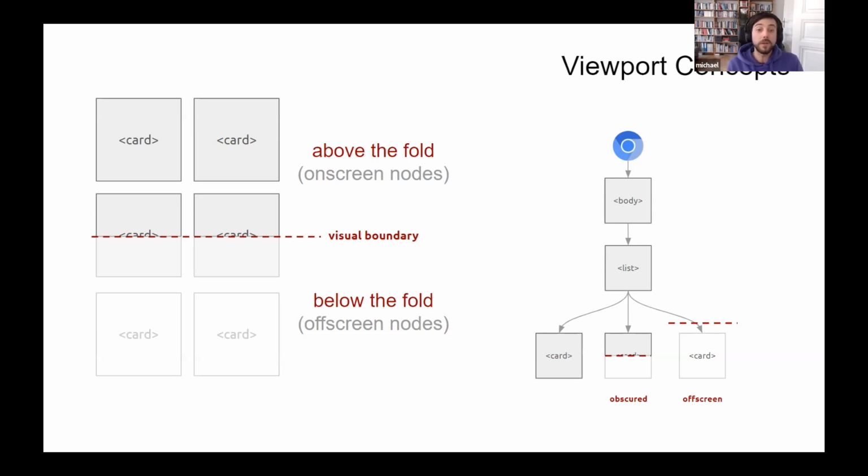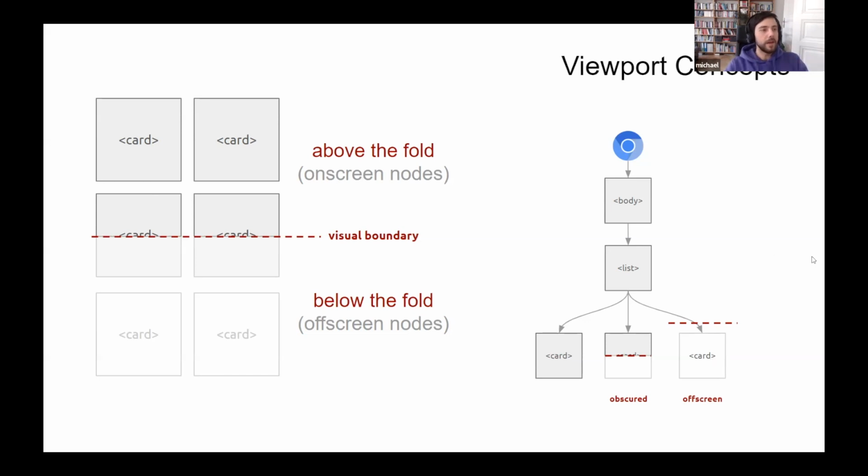We already know about the browser viewport. Let me give you some more words. There is the visual boundary, the red dashed line here that separates the visible part from the invisible part. And then we have nodes, and nodes could be above the fold. Those are called on-screen nodes, and nodes could be below the fold. Those are called off-screen nodes. And then there is a special type of node. This is none of both. This is called an obscured node, and you can see all the three node types here at the bottom. You can see an on-screen, an obscured, and an off-screen node.